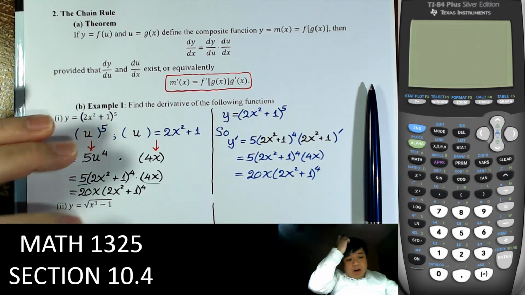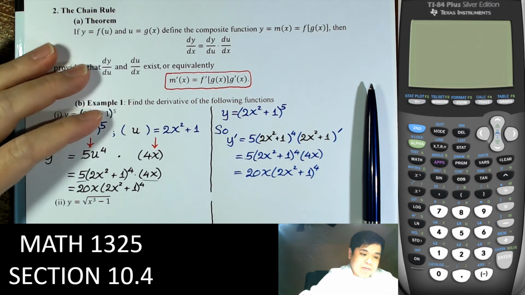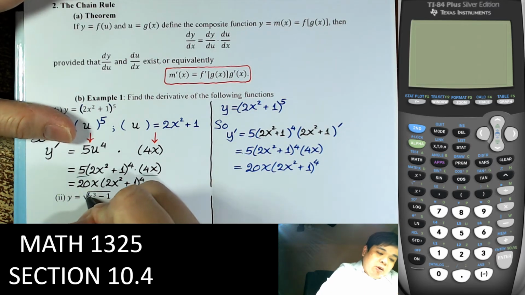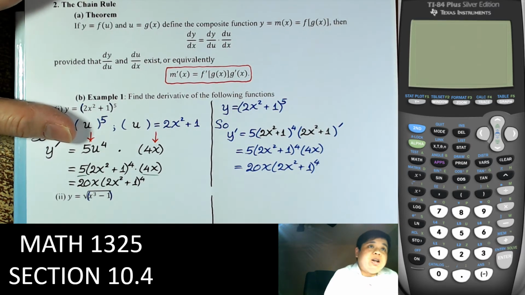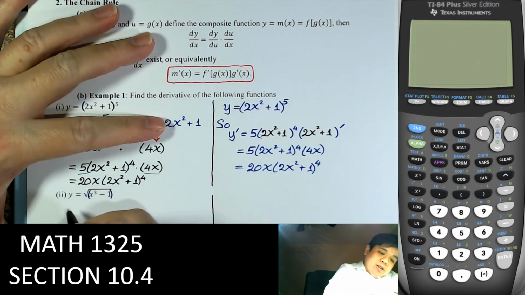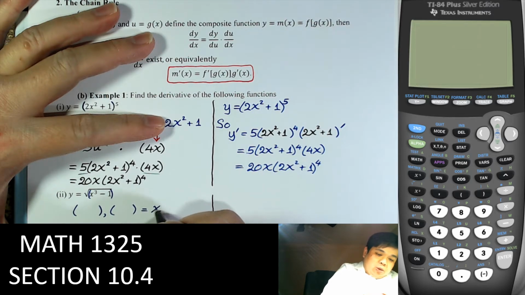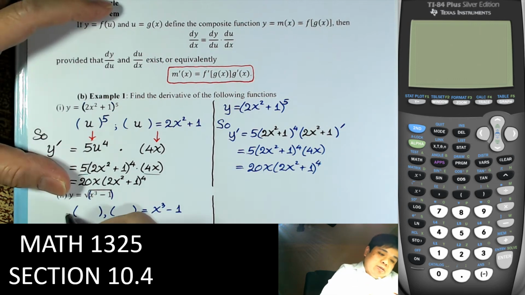Right, this one, let's try that again. Right, if I put the parentheses around x cubed minus 1, right, the parentheses is x cubed minus 1, and we have the square root of it.